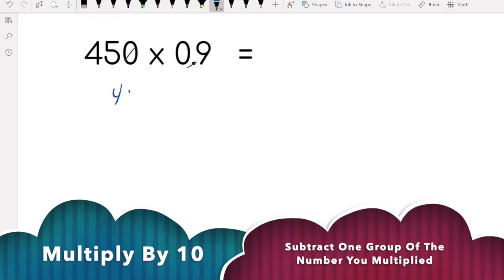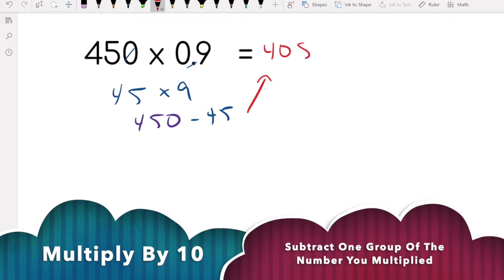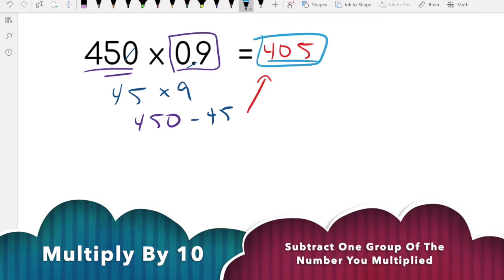So it's really just 45 times 9. And so we're going to do 45 times 10, which is 450. And then we're going to subtract one group of 45, and that's going to give us 405. And then we have to think, do we need to add zeros or a decimal? Well, this is like 90%. 90% of 450? 405 makes sense. It can't be 40.5, and it can't be 4,000. So this does make sense as my answer.